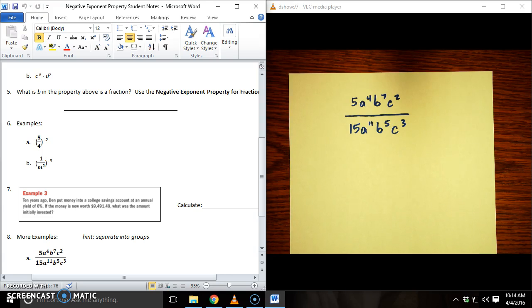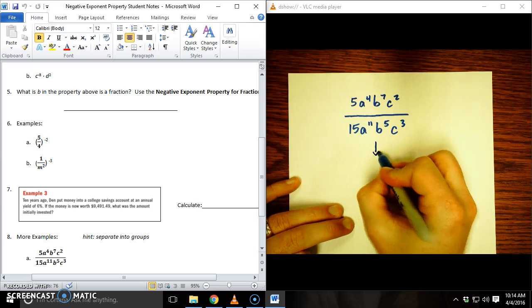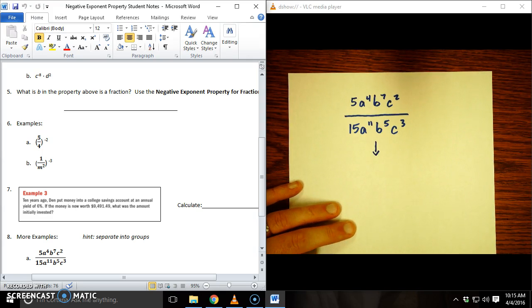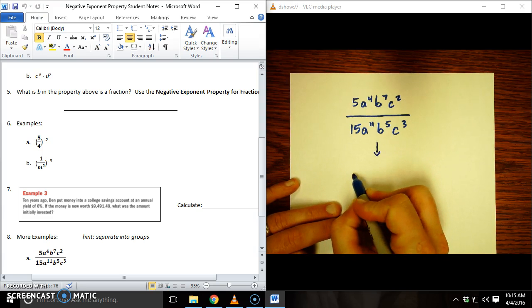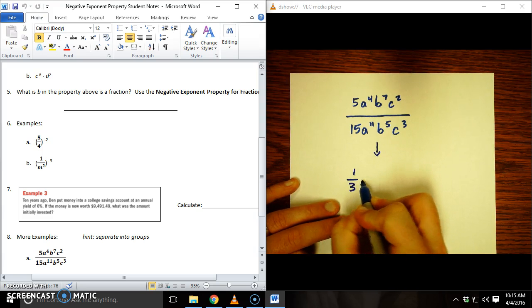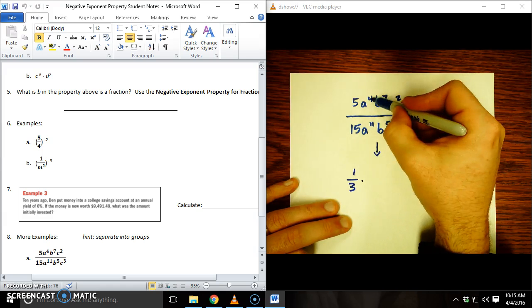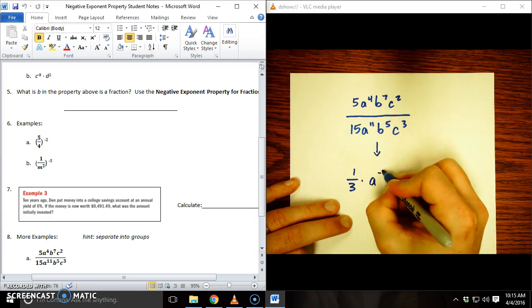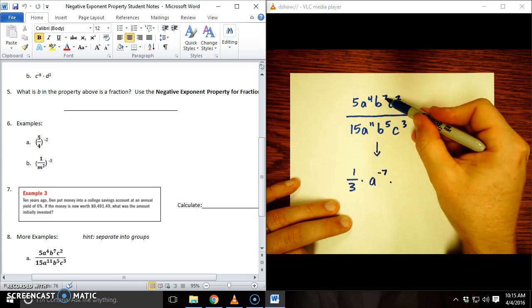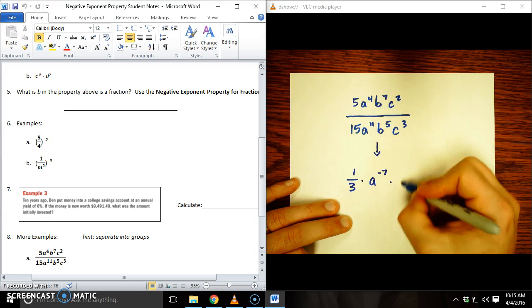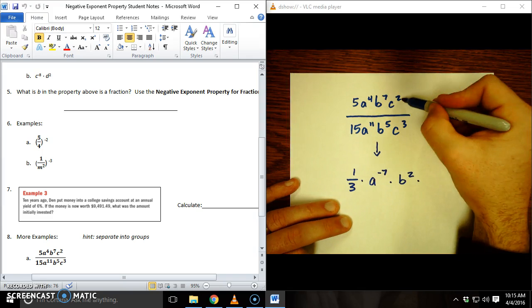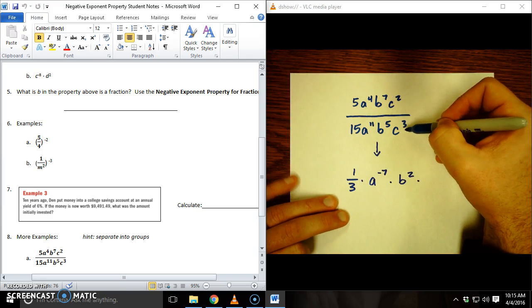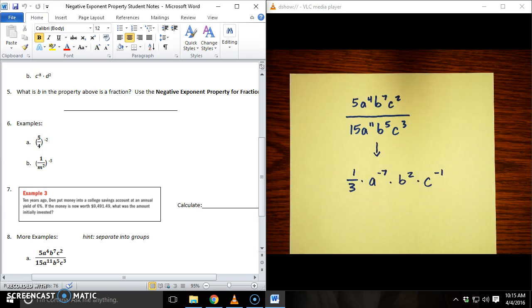What if I have a fraction with numbers and variables to different powers? Well, you know from previous properties that you have to reduce the numbers. So 5 over 15 is going to be 1/3. And then you have 4 minus 11. You always subtract the powers down. And so that's a to the negative 7. 7 minus 5 for the b's. 2 minus 3 for the c's. And you're left with this right here.